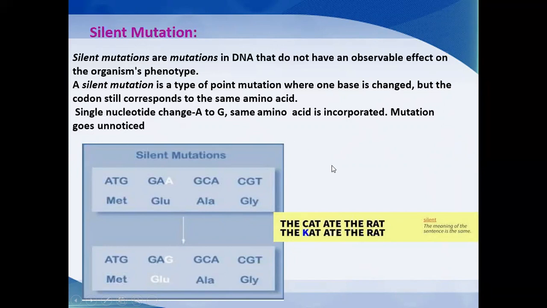One analogy for the silent mutation is a sentence with three-letter words: the cat ate the rat. This is the one statement. In the second statement, one of the letters is replaced by another letter, but the meaning of the sentence is not changed. The pronunciation is also the same, like the cat ate the rat. So the meaning of the sentence is the same, even though one of the letters is altered. Such a mutation is called a silent mutation.